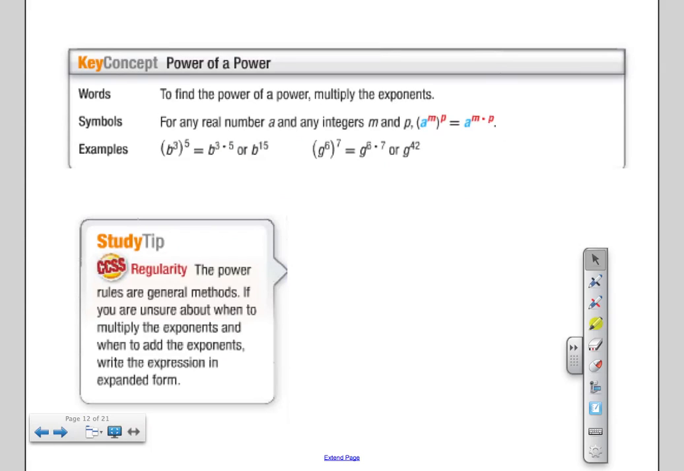Okay, so to find a power of a power, you're going to multiply the exponents. To find the power of a power, you're going to multiply the exponents.